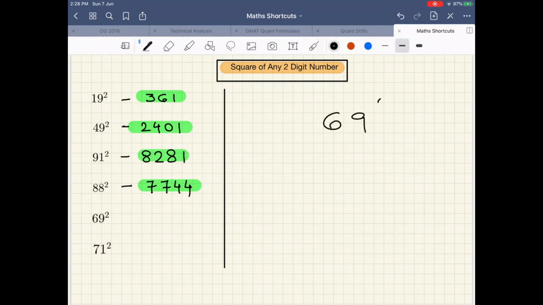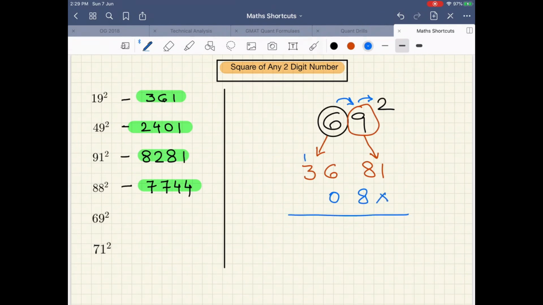Now 69 square. 6 6s are 36. 9 9s are 81. 9 6s are 54. 54 2s are 108. So we'll write 1 over here. 1. So 16. 6 plus 1, 7. 4. So the answer is 4761.